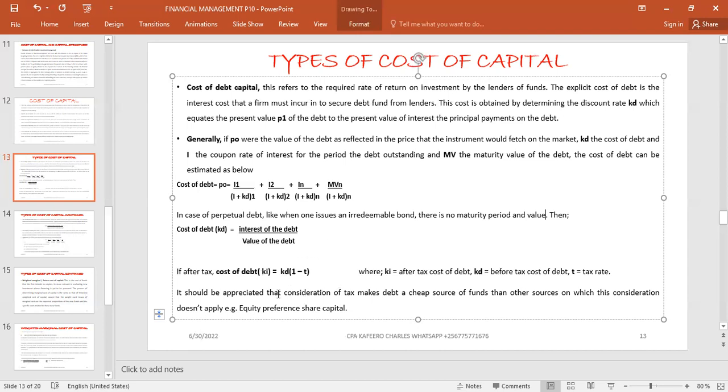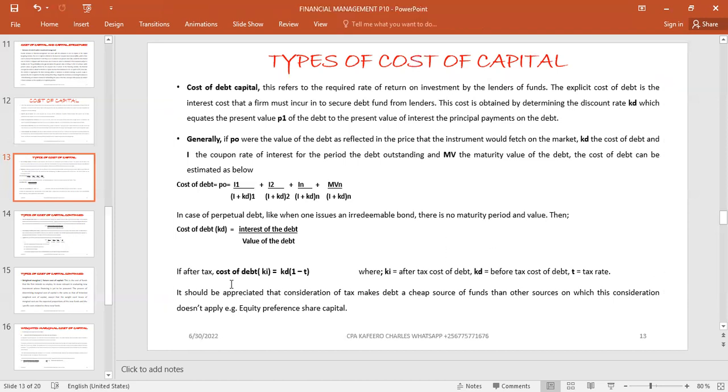Hope you've known, but we are going to see how we can apply it when we get to the practical question, because we are going to pick a question and look at how we can determine each of those ones.